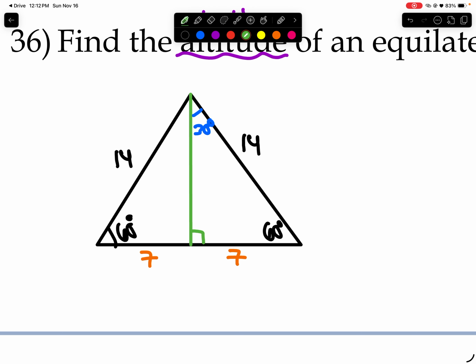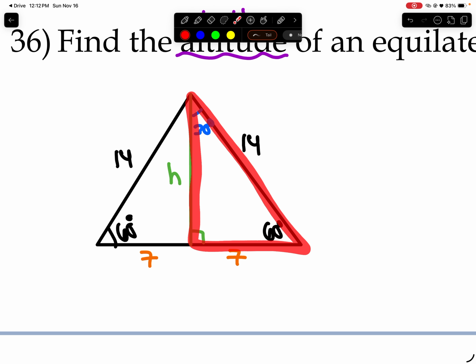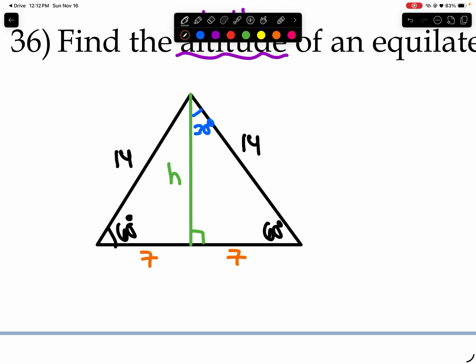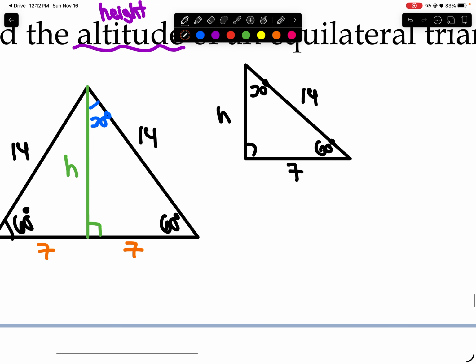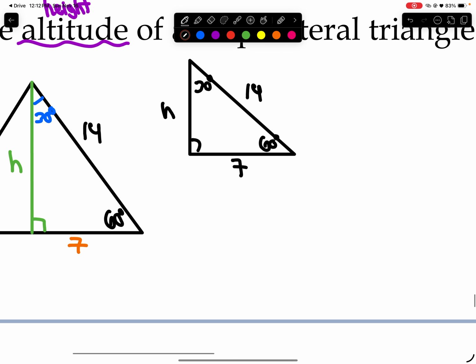And if I want to find the altitude, I want to find the height. So I'm looking at just this triangle right here, or the other side, depending on how you draw it. So I'm going to draw just that right side. So we have 7, 14. We want to find the height. We know this is 30, 60, and then this is 90. Technically, you could do Pythagorean theorem, but what's the fun in that?